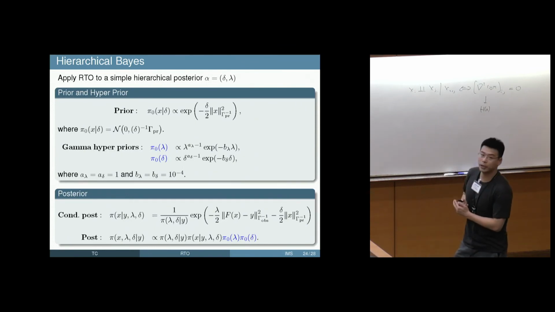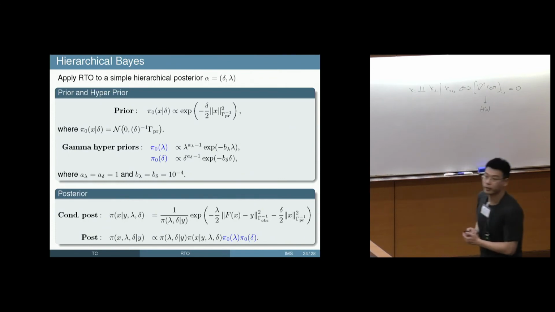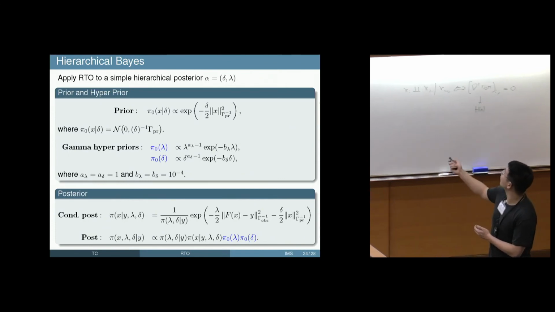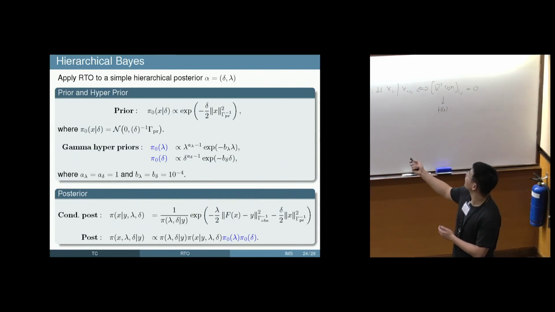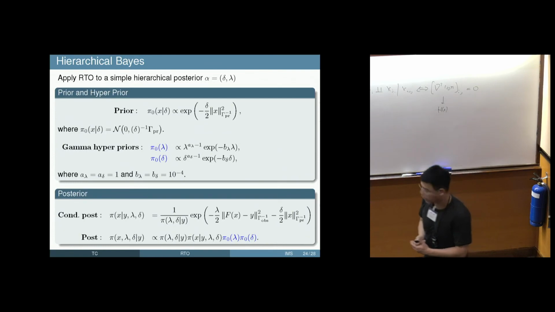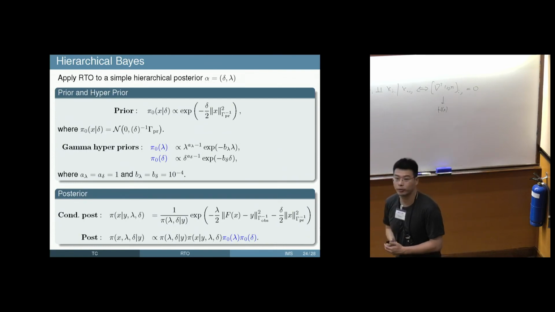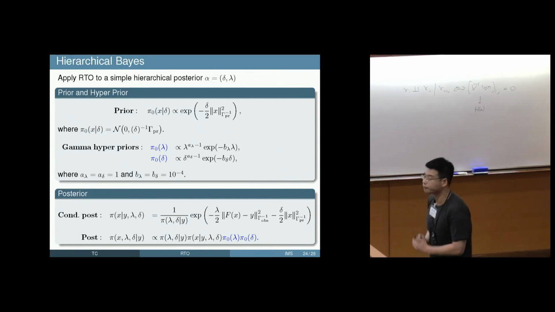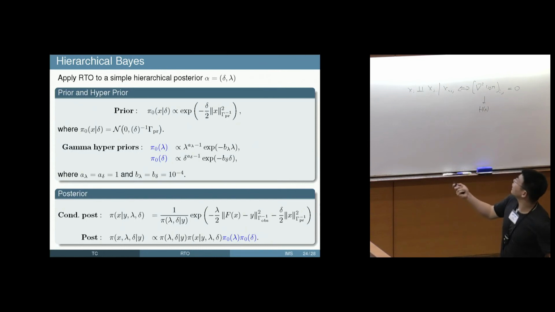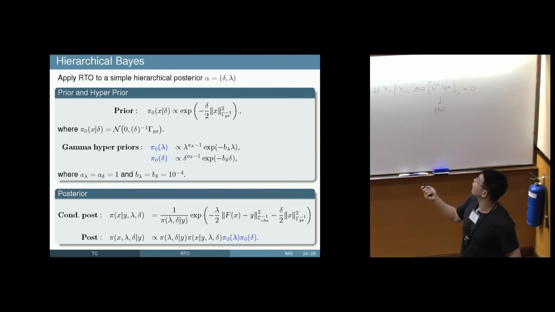So to begin with a very simple framework, I assume two things. First, a parameter lambda to control the relative weight of the likelihood. Basically, this lambda is the inverse of the variance of the observation noise. And also another hyperparameter, delta, to control the relative weight of the prior, which can be interpreted as the inverse variance of the prior distribution. For both lambda and delta, we use a gamma distribution as a hyperprior.